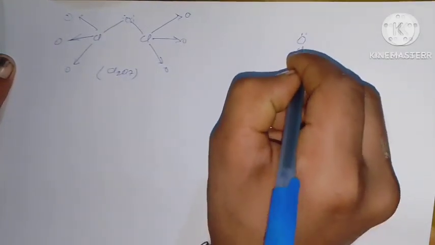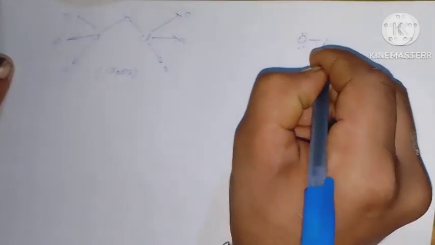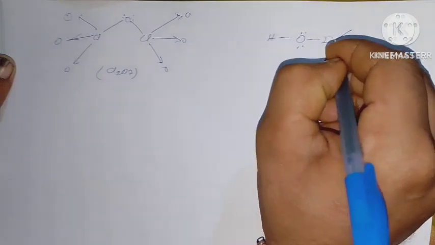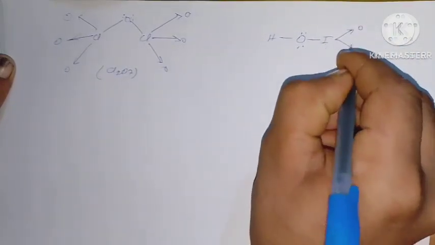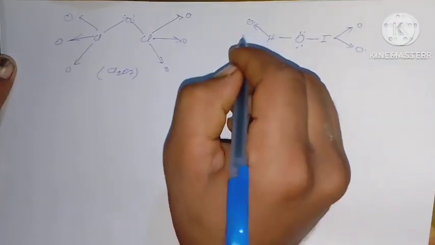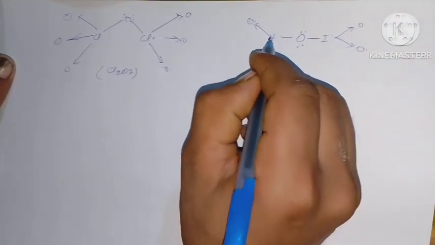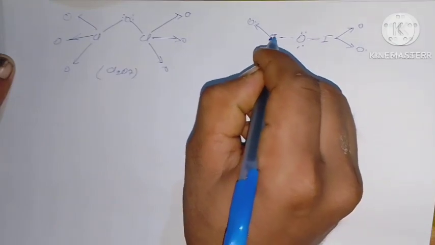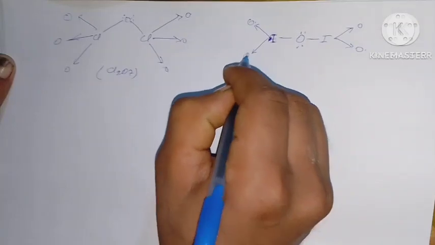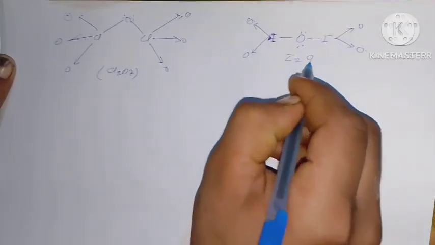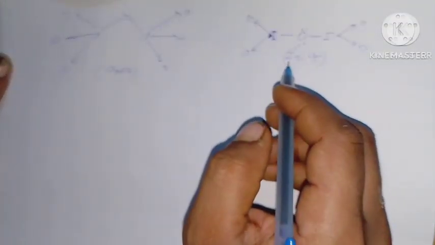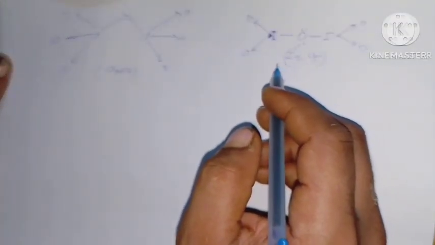Oxygen 1, 2, 3, 4. Iodine, iodine, oxygen, oxygen, oxygen. Okay, this is I2O5. Okay, this is the compounds of halogen with oxygen and their oxidation states.